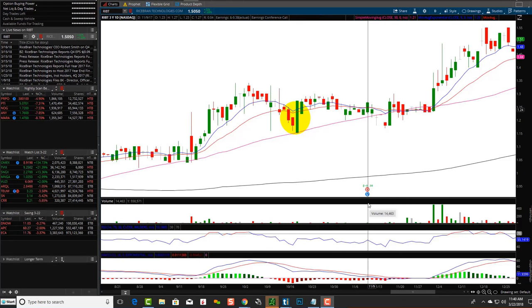Wanted to make this video on the three-line strike pattern. The first characteristic that you want to really look at is that it's got a bullish engulfing or a bearish engulfing. So just very simple. It has an engulfing pattern, right?